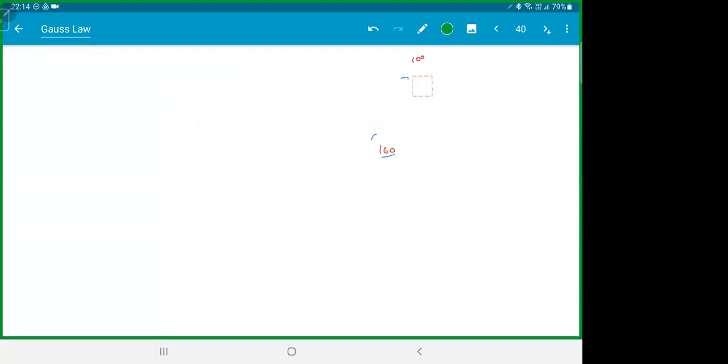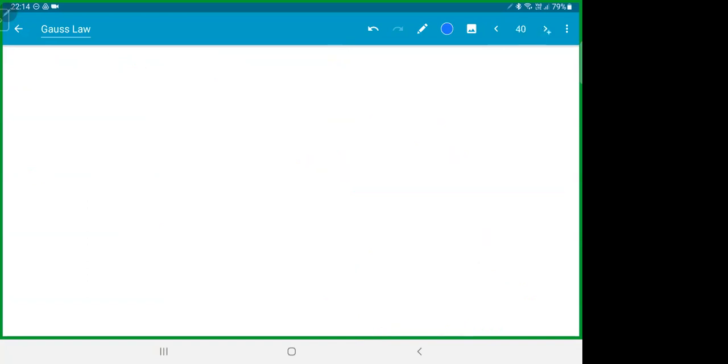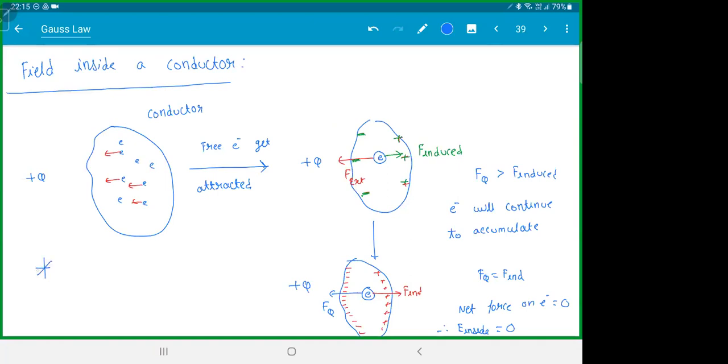So since the net force is 0, the field is 0. So look at the diagram here. Therefore, field inside the conductor is 0. So this is an important statement. Field inside a conductor due to static charge distributions, meaning if the charges are not moving, is always 0, no matter how much charge you keep.